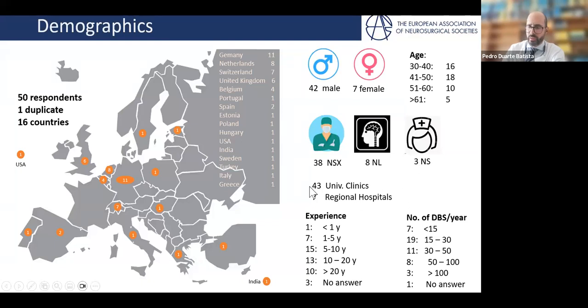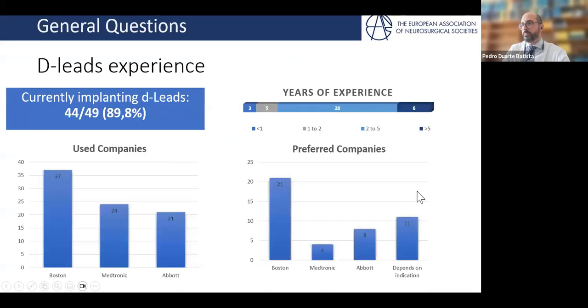Most of the respondents were from university hospitals, only 7 from regional hospitals. Most had between 5 and 20 years of personal experience with DBS. Their institutions were performing an average of 15 to 50 DBS procedures per year for the majority, but there were some with more than 100, and 8 between 50 and 100 per year.